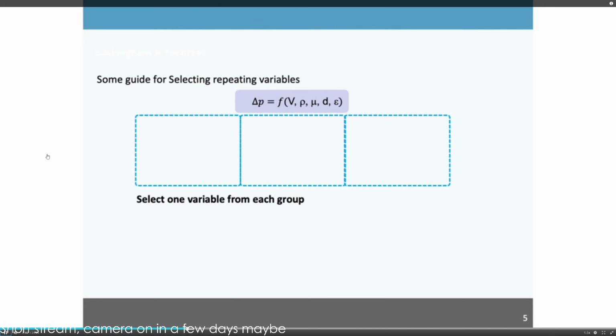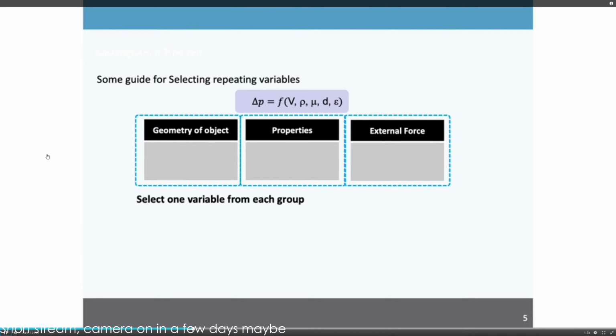Now this is some guide as to how we can select the repeating variables. We divide these repeating variables into categories such as the geometry of the object, the property of the fluid that's involved, and some form of an external force that is applied. Geometry includes, for example, the length of the object, the height, the width, the diameter, and maybe the surface roughness. These will be classified as geometry, some form of dimension.